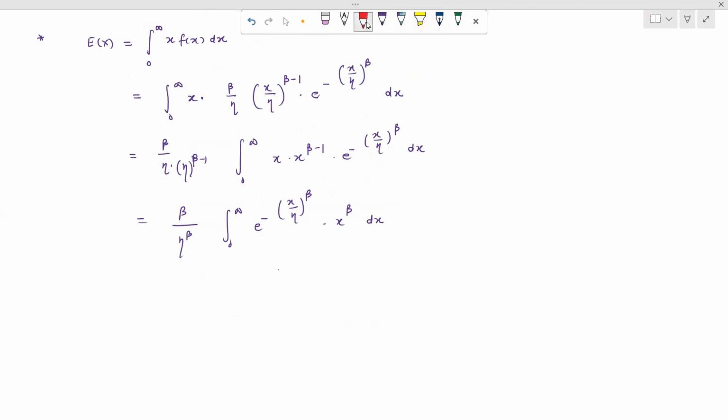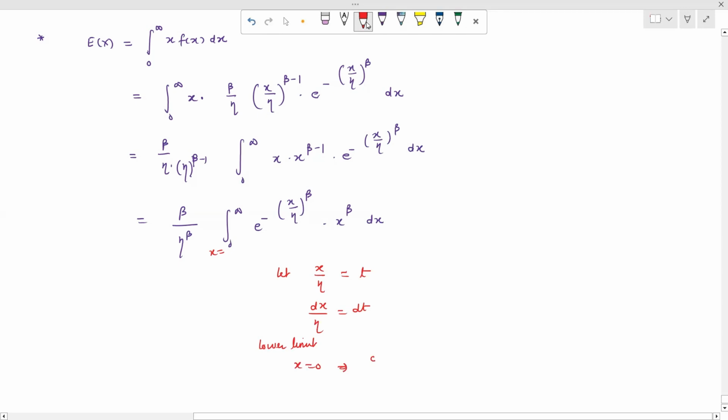So for substitution, we put x upon eta equal to t. So dx upon eta is equal to dt. When we put the lower limit, for the lower limit we have the limit of x. So when x is equal to 0, 0 upon eta is equal to t. This implies that t is equal to 0. So the lower limit remains the same.